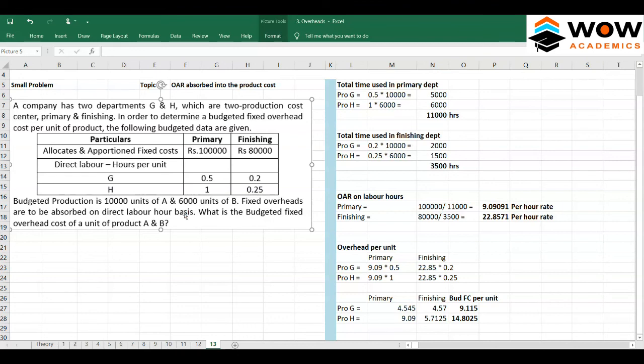Ensure that you are very clear in the concept. So that's about the overheads. We'll move on to the next chapter.